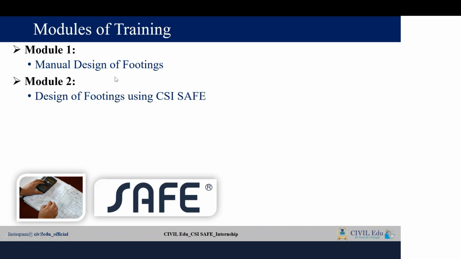So we'll be designing 5 different types of footings, starting from isolated footings to strap footing. So all the 5 designs of footings, whatever we cover in the manual design, the same thing we are going to cover in the CSI Safe software. That's the second module.